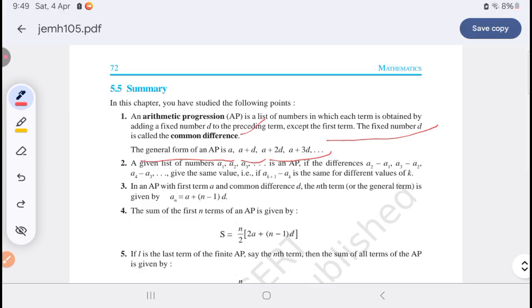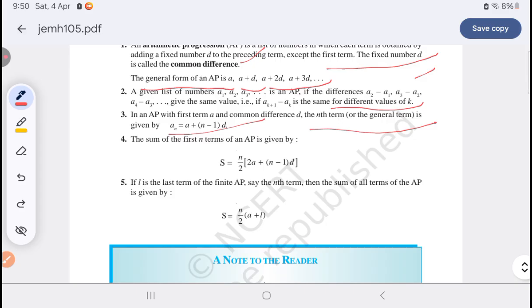Given a list of numbers a1, a2, a3, it is an AP if the differences a2 minus a1, a3 minus a2, a4 minus a3 are the same, that is, ak plus 1 minus ak is the same for every value of k. In an AP with first term a and common difference d, the nth term is an equal to a plus n minus 1 into d, and the sum of the first n terms is S equal to n by 2 into 2a plus n minus 1 into d.